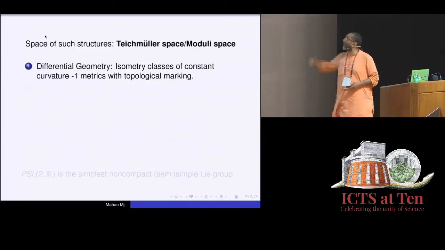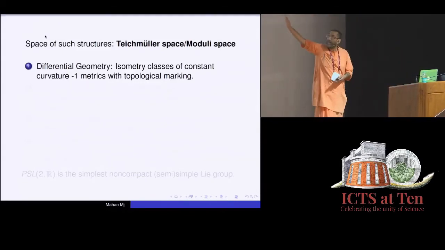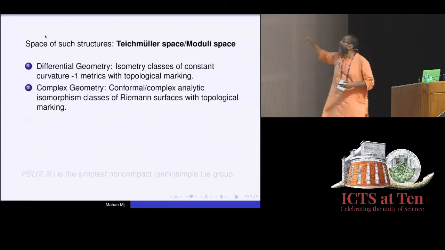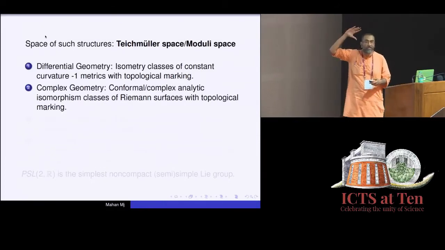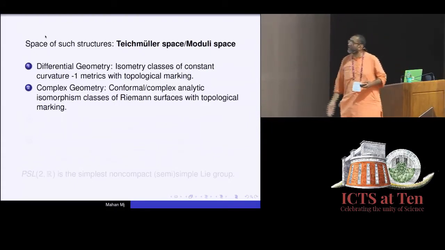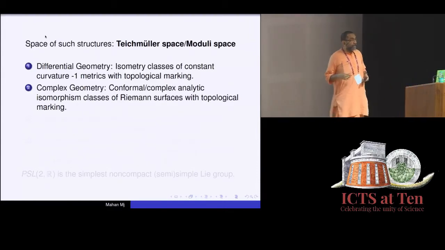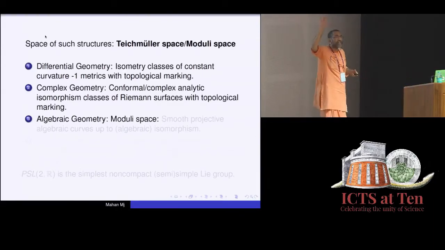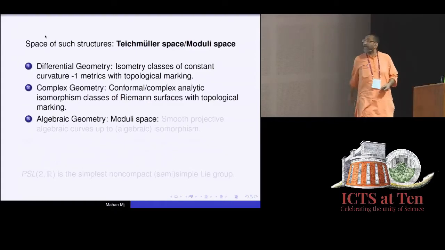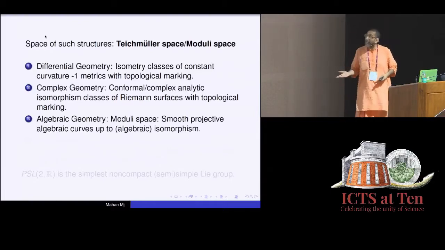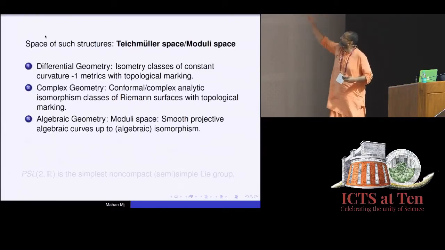So that's this extra piece of topological marking. This is the differential geometric way of looking at the space of these structures. If you look at the complex geometric or Riemann surface point of view, you forget the metric, and just look at the complex analytic structure or the conformal structure. So you're looking at conformal or complex analytic isomorphism classes of Riemann surfaces, again with the topological marking. When you come to the algebraic world, this piece of extra topological data is a transcendental piece of information. You can't quite put it in, so you just forget it. You're just looking at projective algebraic curves up to algebraic isomorphism. So that's how moduli space and Teichmuller space appear.